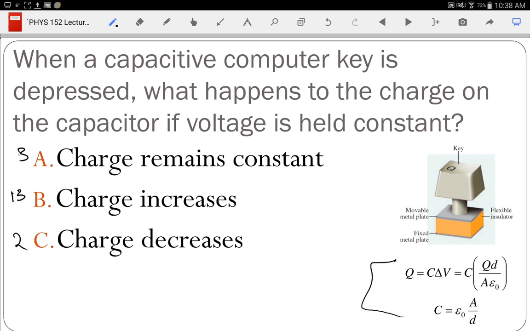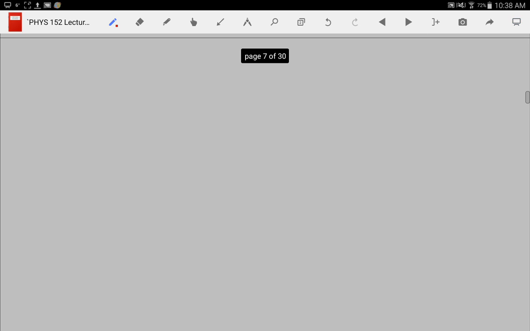That's the correct answer. But in physics, we don't look for the correct answers. We look for the reasons for the correct answers. Awesome. You just look at the equation, and if the distance decreases, then the capacitance is going to increase. And then if you put into your charge equation the bigger C, you're going to get a bigger Q. Okay, so he says if the distance goes down, then the capacitance has to go up. And then we look here, if the capacitance goes up and the voltage stays the same, the charge had to go up. Thank you. That was the perfect answer.